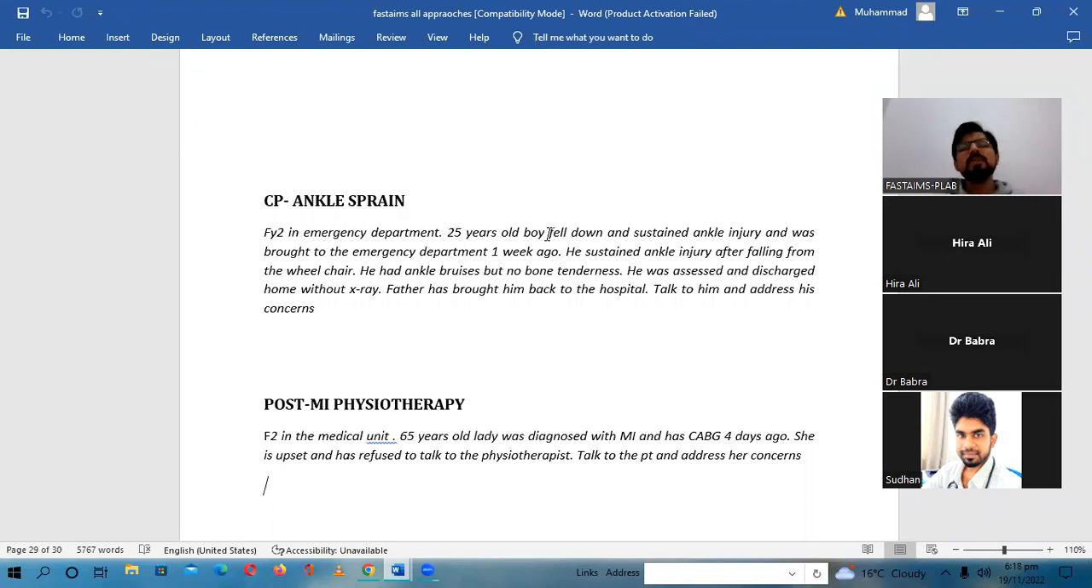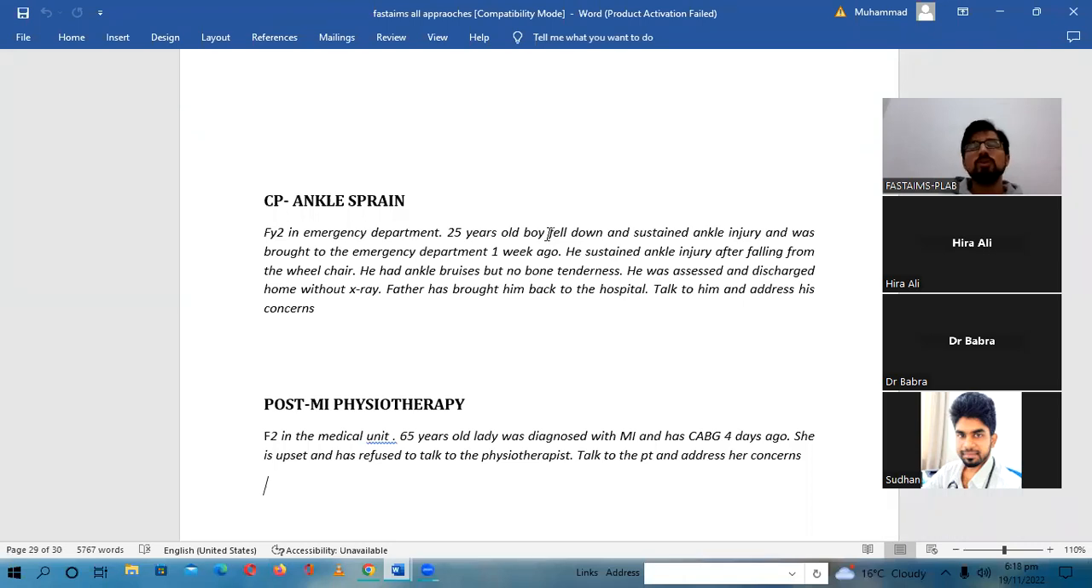And the father might have some questions, like, why didn't you do the x-ray last time? So you have to explain that he was examined last time and there was no bone tenderness. If there is no bone tenderness, there's no need for doing an x-ray, because it would do more harm than good, as it would expose him to unnecessary radiation. And then the father might say that my child was not assessed properly, the doctor was in a rush.